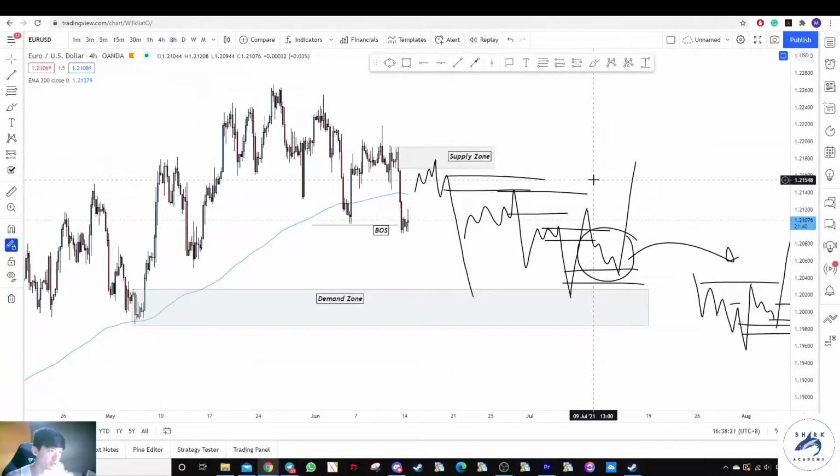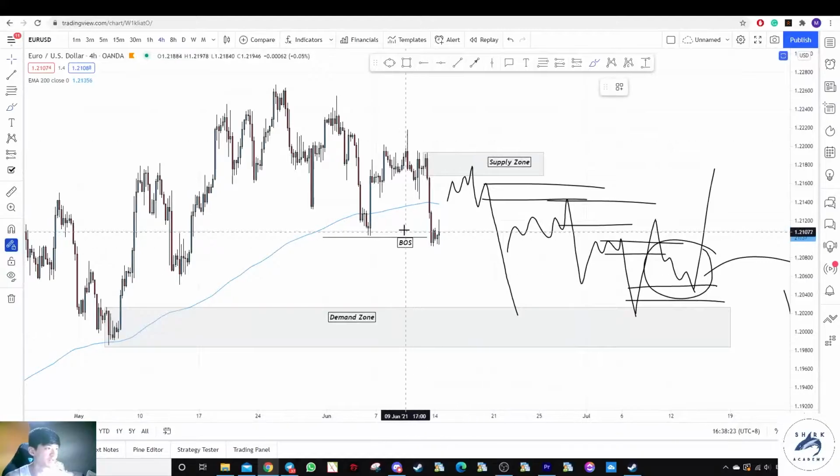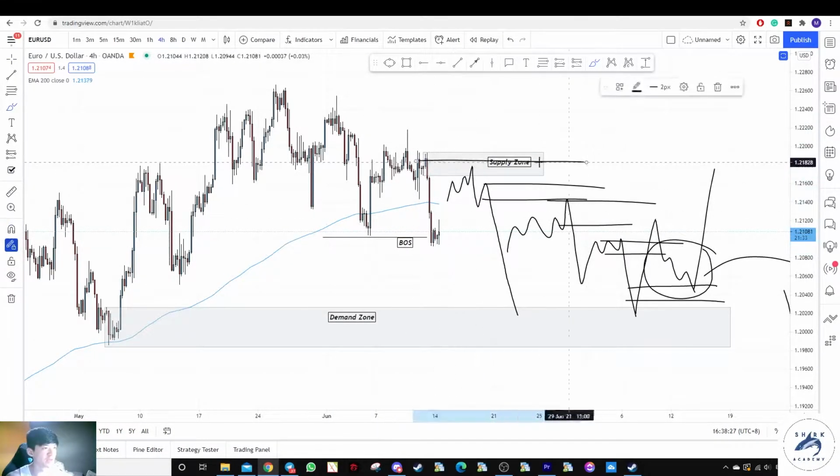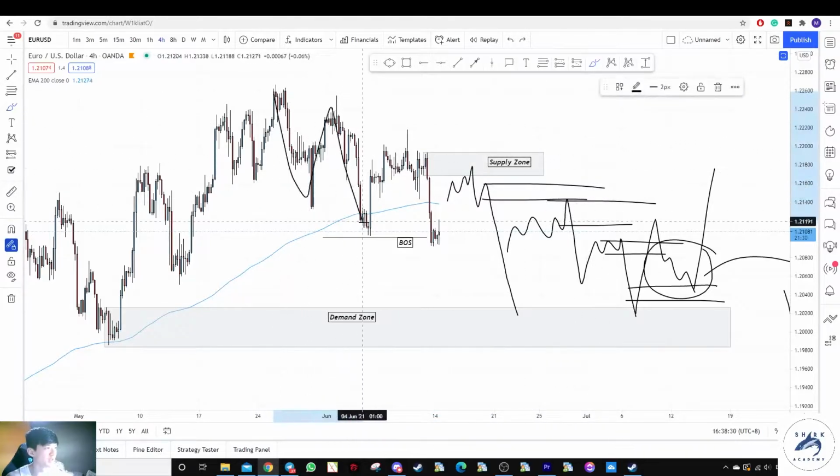So next up, we have the Euro dollar. You can see that with this recent break of structure, there is no reason why we should buy now, hoping that it breaks the supply zone, right? Because we are still in a downtrend over here.